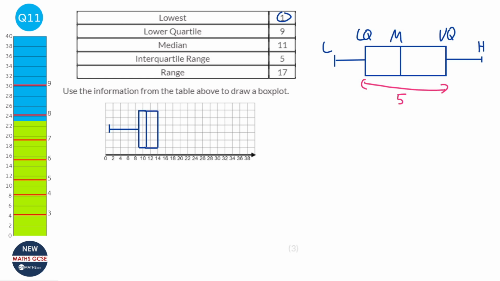Now the range is the total distance, or the total width, of our box plot. So that's 17. So that's going to be 17 higher than the lowest value. Now the lowest value is 1, so 1 plus 17 is going to be 18. So there we are. And we're going to have that at 18. And again, I'm just going to put a line there.